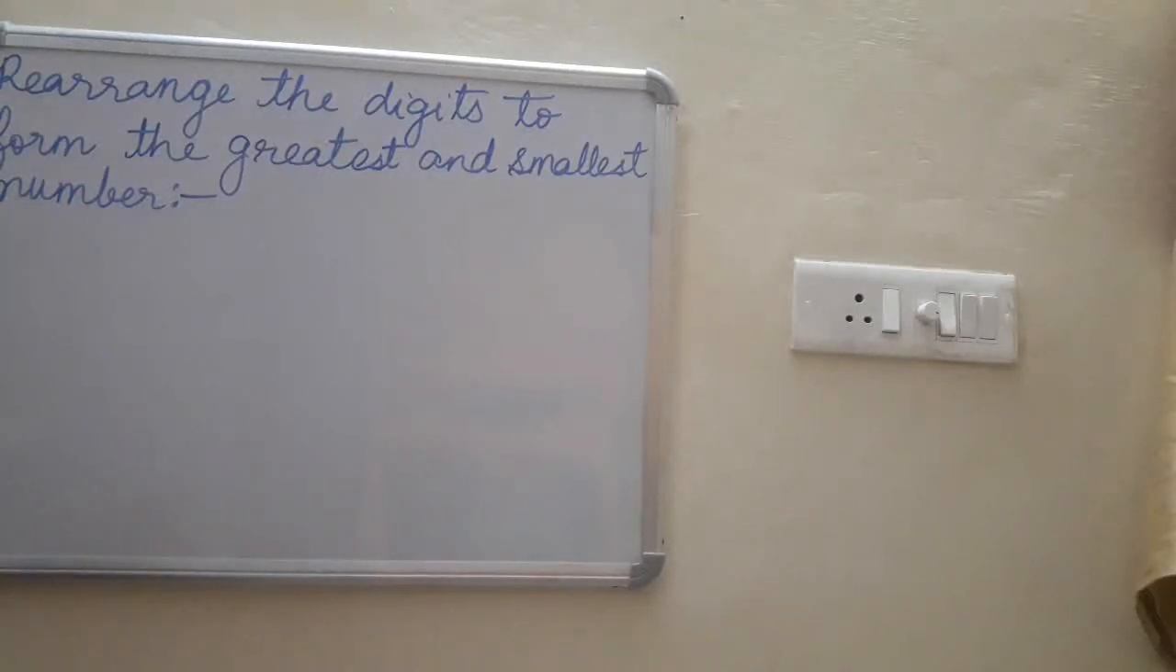Today we will learn how to form the greatest and the smallest number with the help of given digits. So in this we will learn to form the greatest and the smallest 3-digit number. Okay? We will be given some digits and we will form the greatest and smallest number. So let us start with the help of an example.